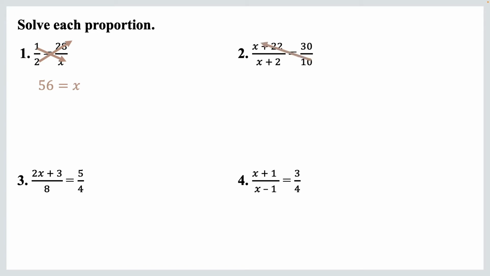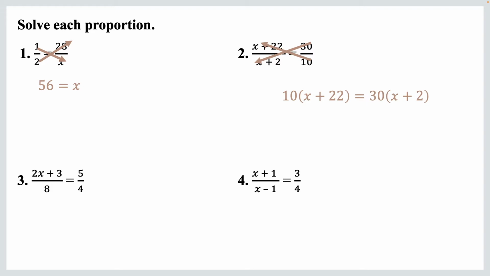Number 2 is a little bit more difficult because if we're going to do a cross multiplication, let's look at this part first. We're going to take the 10 and multiply it by the whole thing of x plus 22. And then we're going to take the 30 and multiply it by the whole bottom of the fraction of x plus 2. So what that looks like algebraically is 10 times the quantity x plus 22 equals 30 times the quantity x plus 2.